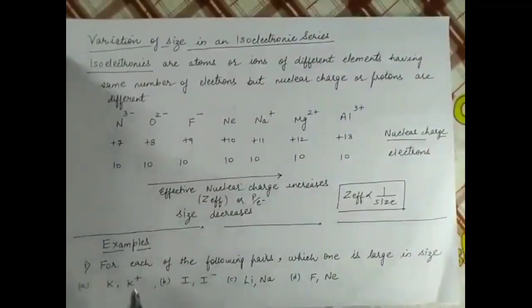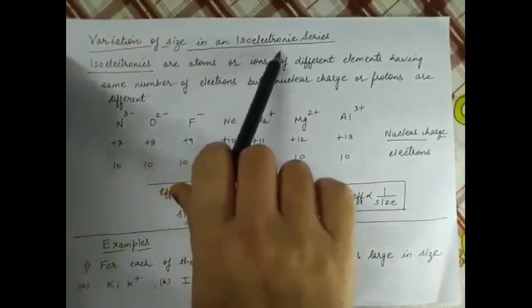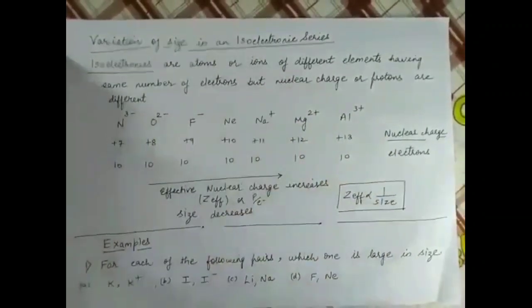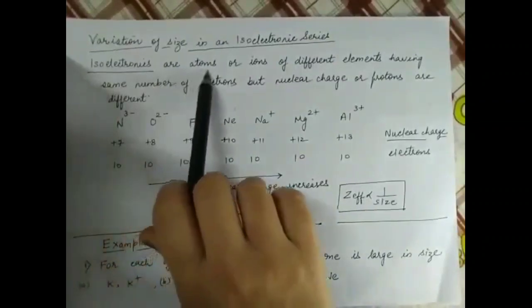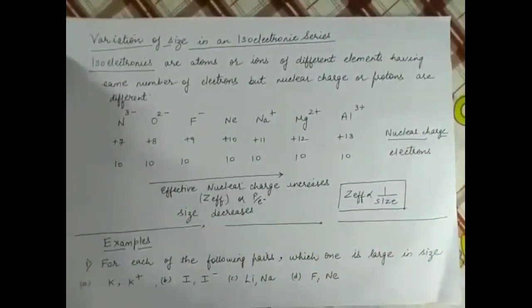Now we are moving to the next topic, and that is variation of size in an isoelectronic series. You must have learned isotopes, isobars, isotones. Now what are these isoelectronics? Isoelectronics are those atoms or ions of different elements having the same number of electrons. Since they belong to different elements, the nuclear charge or number of protons are different. So what is the meaning of isoelectronics? Those species which have the same number of electrons. They can be atoms, they can be ions.